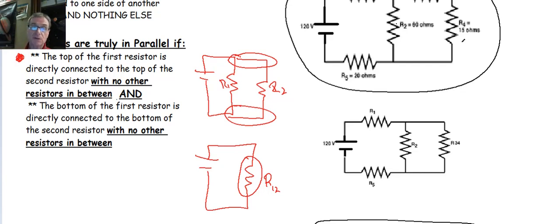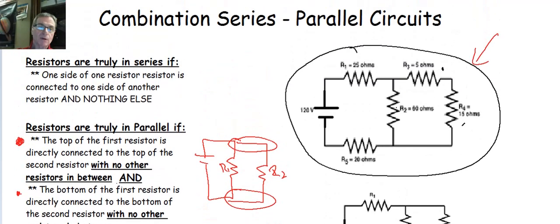How do we know if resistors are truly in series? Resistors are truly in series up here, right there, if one side of one resistor is connected to one side of another resistor and nothing else. Okay, so let me repeat that. One side of one resistor is connected to one side of another resistor, and neither one of those resistors on those sides are connected to anything else.